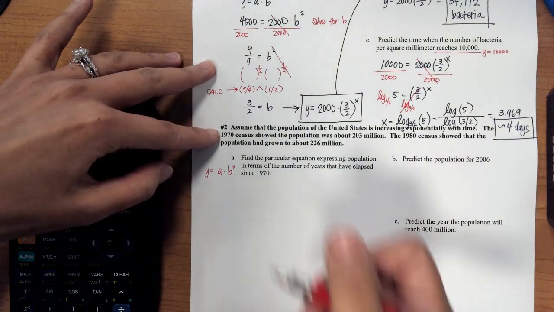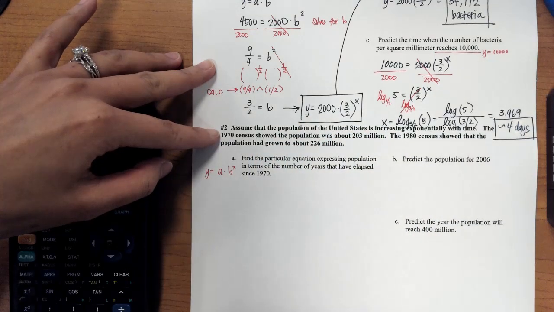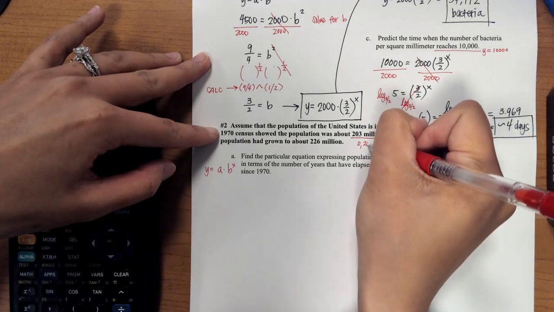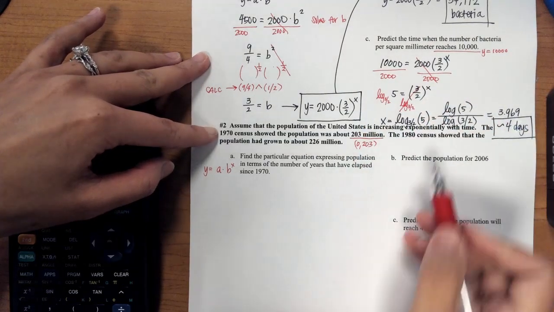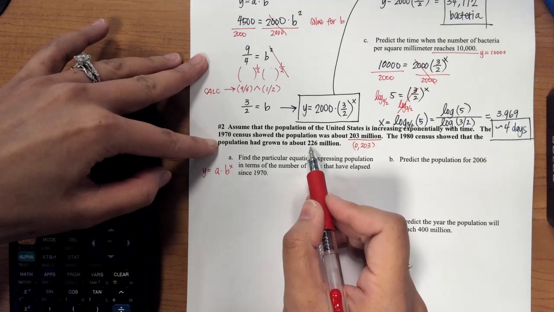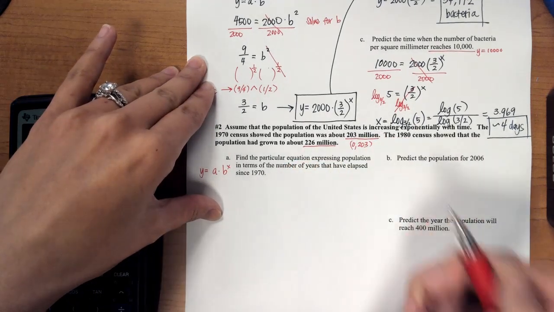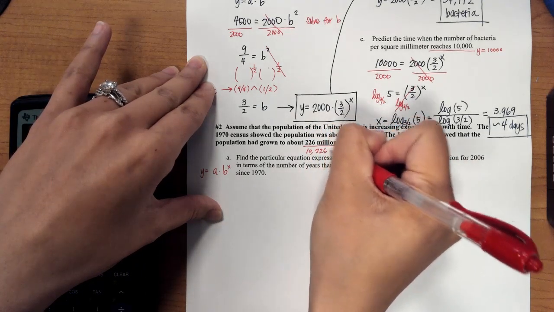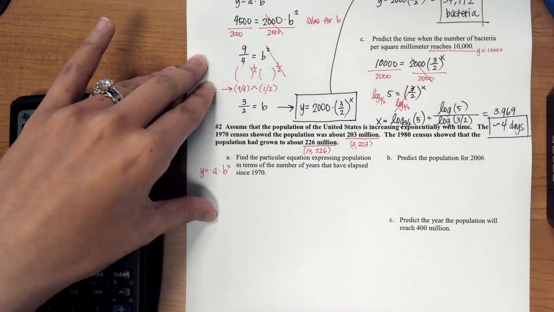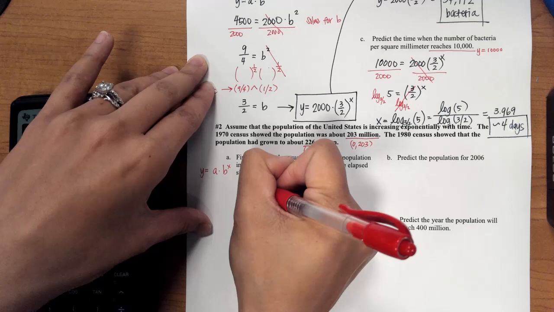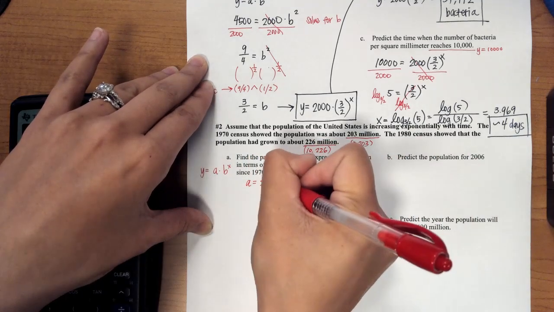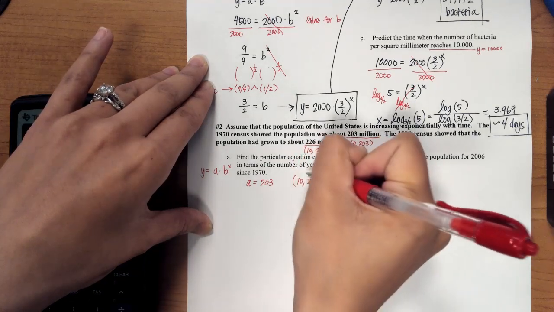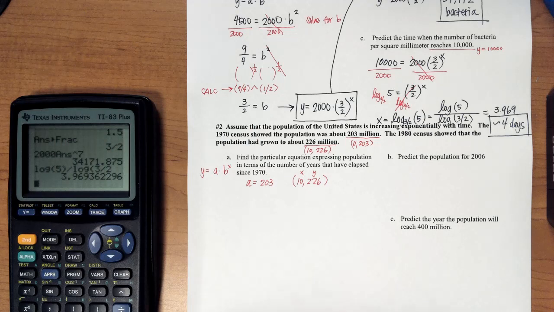1970 census showed that the population was 203 million. So this is basically 0, 203, right? Our starting value. 1980 showed that the population grew to 226 million. So 1980 is 10 years later, and then we have 226. So those are our 2 values. So A equals 203, and then we have 10, 226 as x and y. Okay.